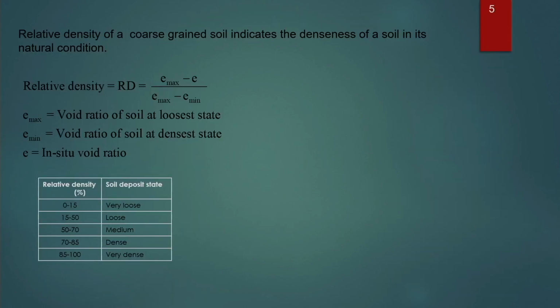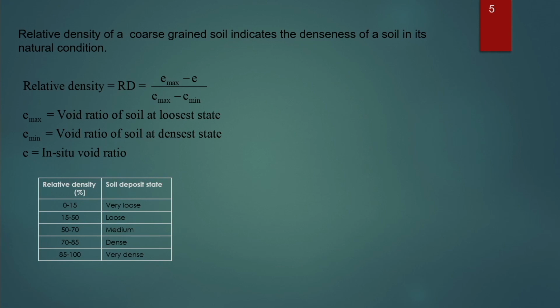Similarly, for a coarse grained soil, there is another parameter which is used, the relative density. Relative density generally indicates how densely soil is present in the field. The relative density is defined as the ratio of e max minus e, divided by e max minus e min. e max is the void ratio of the soil in its loosest state. Similarly, e min is the void ratio of the soil in its dense condition. And e is the void ratio in the field.